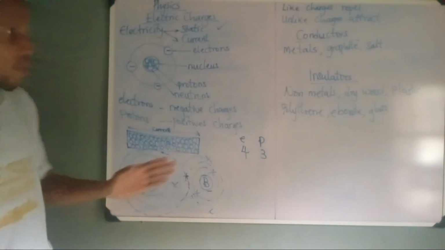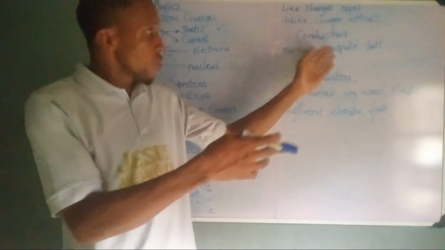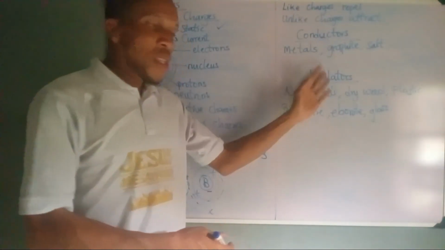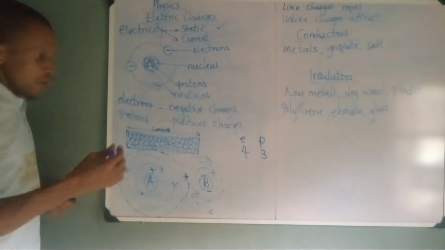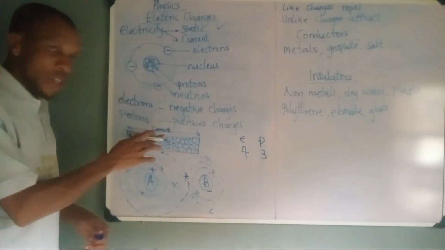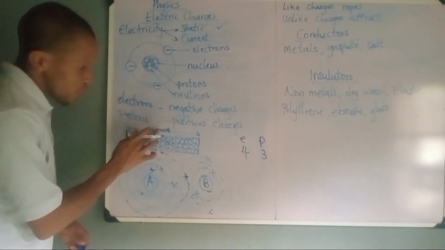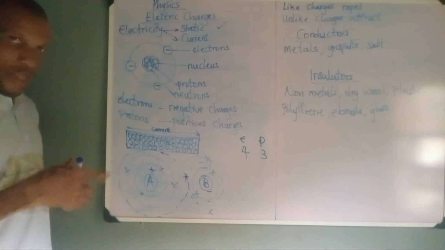So these kinds of substances that allow electrons to easily flow through them are conductors. The ones that don't allow electrons to flow through them are what? Insulators. Now, flow of electrons doesn't imply the directional flow of current. We'll get to these currents in time.